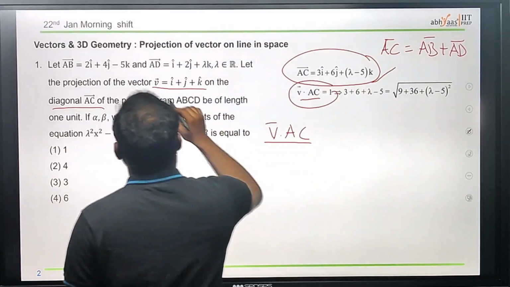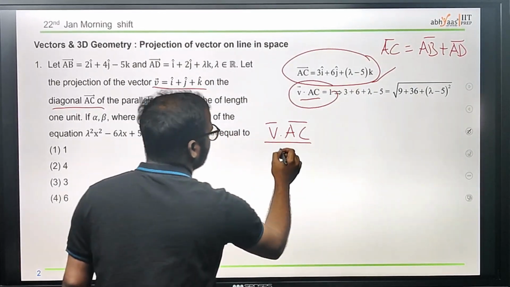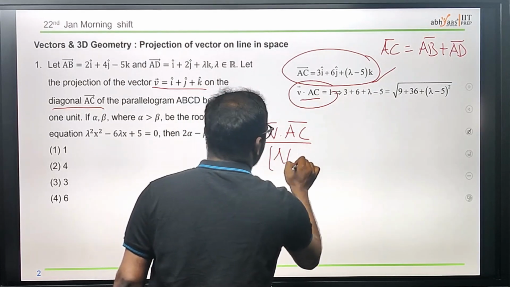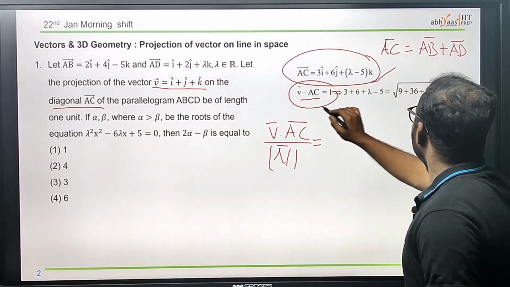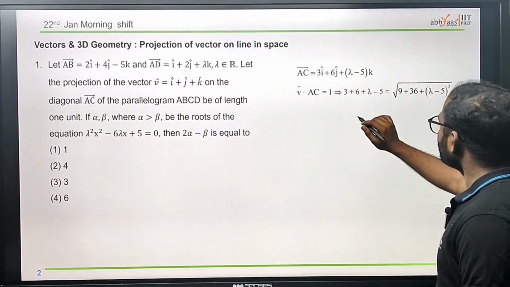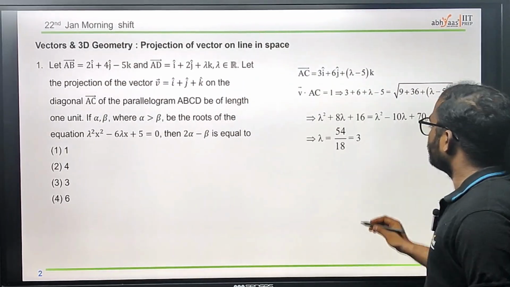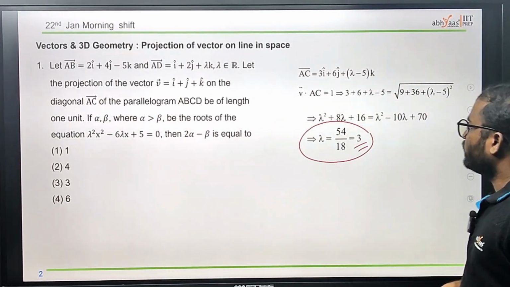Now we have AC bar, which is the projection on this, with mod v bar, which is equal to this, and using this we can easily find lambda. After further proceedings we can find the lambda value as 3. Now we got the lambda value.